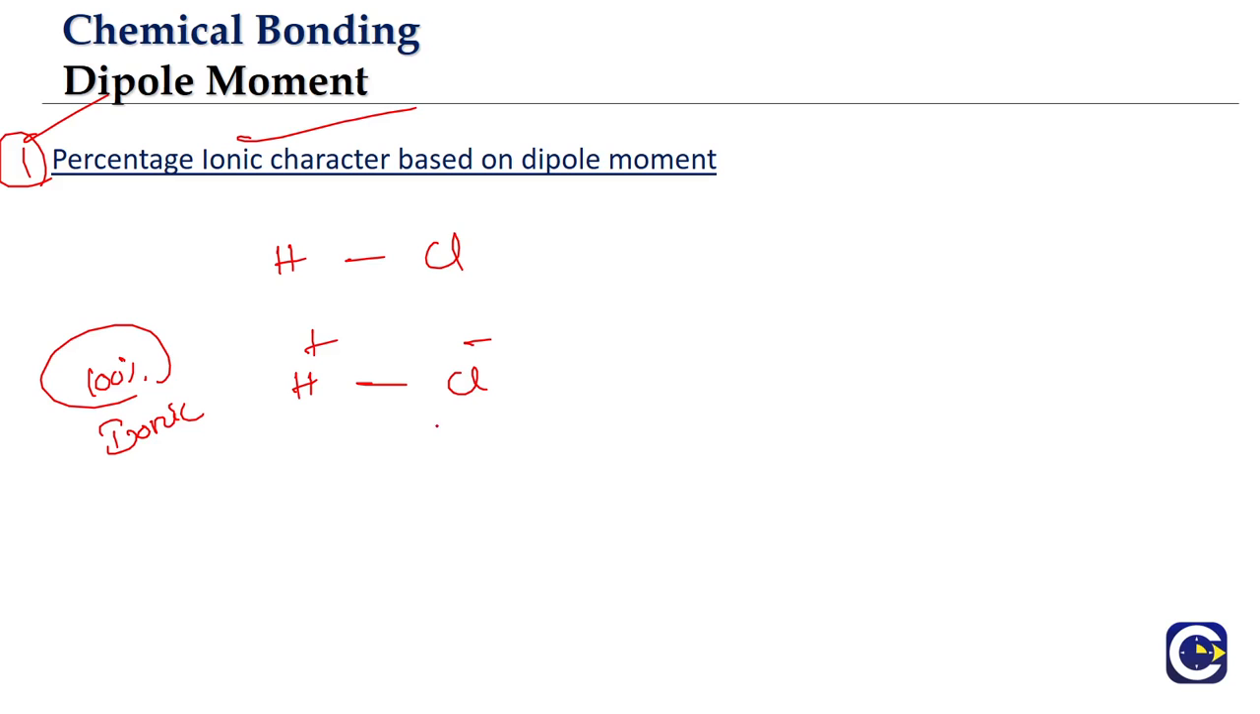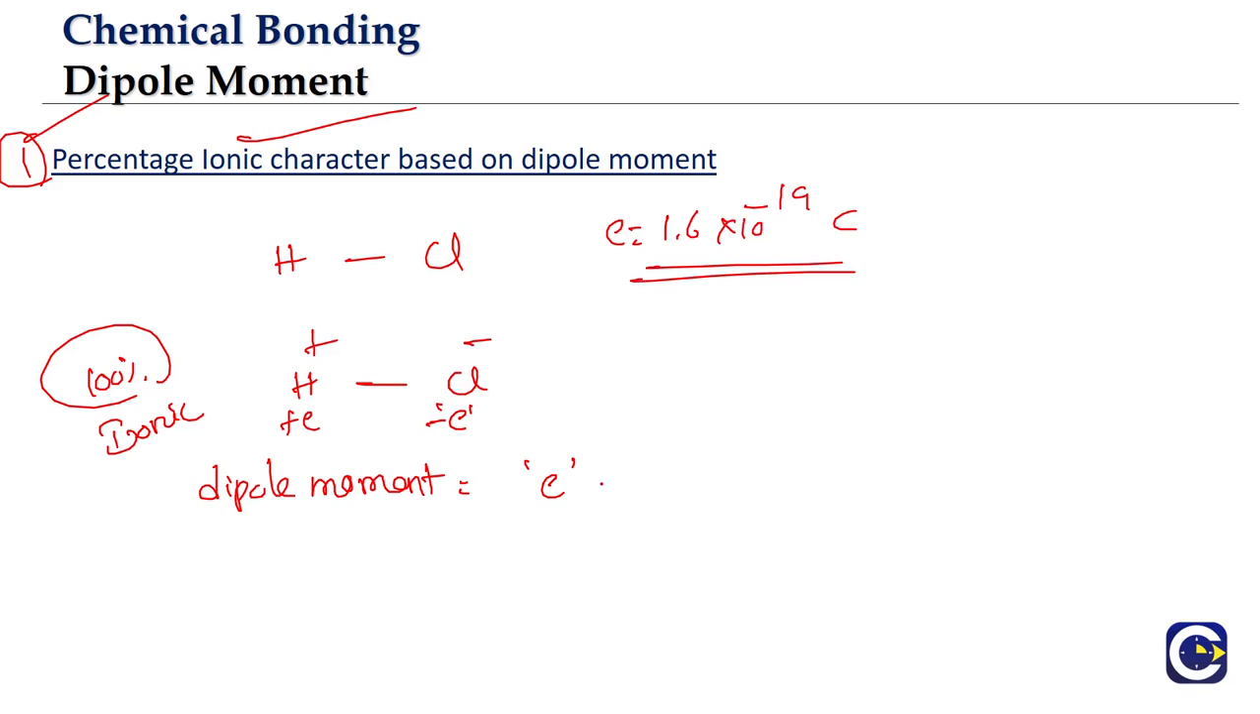Cl-. There is a complete transfer of charge, which means, as per the formula of the dipole moment, what is the dipole moment formula? The charge in this case will be e, because this will have minus e and this will have plus e. e is the basic charge. What is the e value? 1.6 into 10 power minus 19 coulombs. e into the bond length.